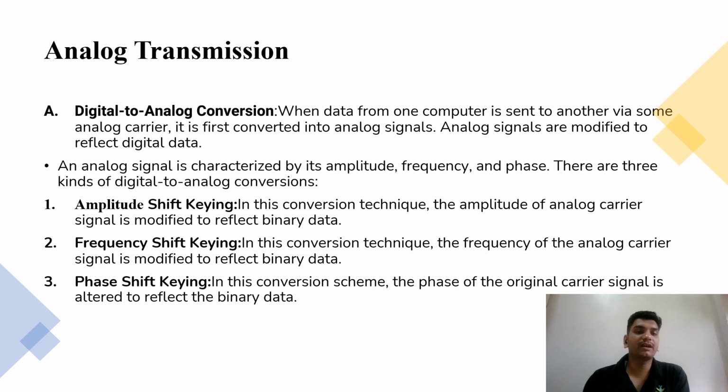The digital data can be converted to analog by using three techniques: amplitude shift keying, frequency shift keying, and phase shift keying. In amplitude shift keying, the amplitude of the analog carrier signal is modified to reflect binary data. In frequency shift keying, the frequency of the analog carrier signal is modified to reflect binary data, and in phase shift keying, the phase of the original carrier signal is altered to reflect the binary data.